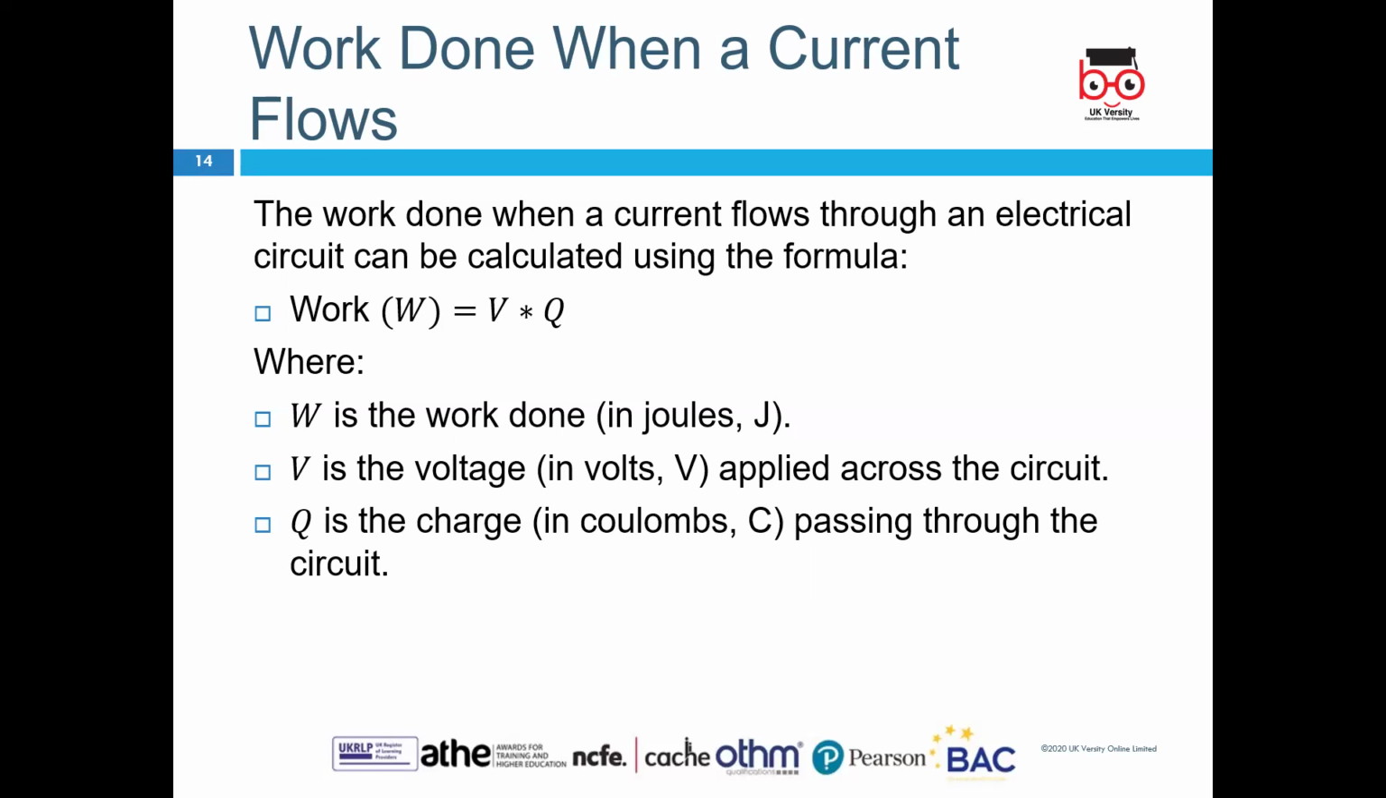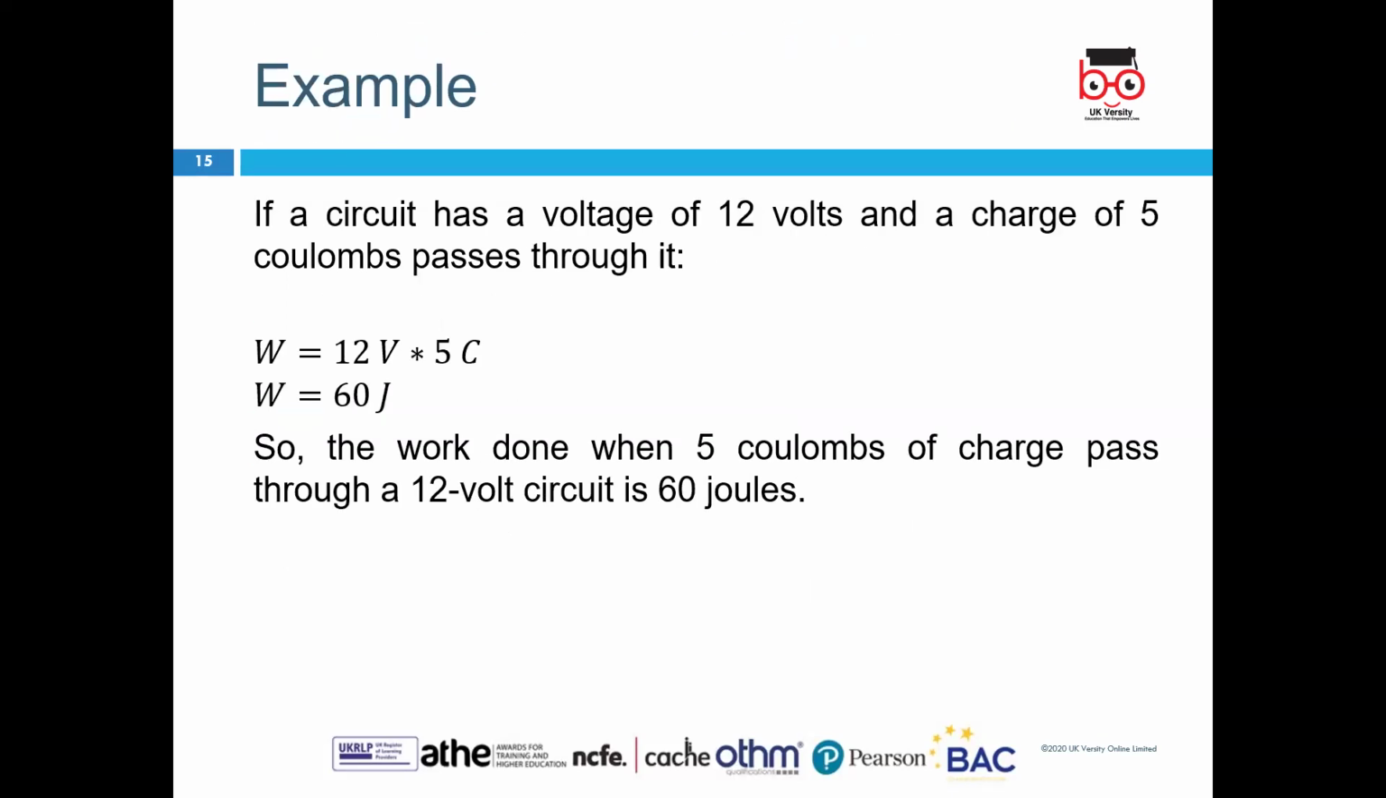Let us look into an example. If a circuit has a voltage of 12 volts and a charge of 5 coulombs passing through it, then the work done is equal to 12 volts into 5 coulombs, which is 60 joules. So the work done when 5 coulombs of charge pass through a 12 volt circuit is 60 joules. So this is an example.